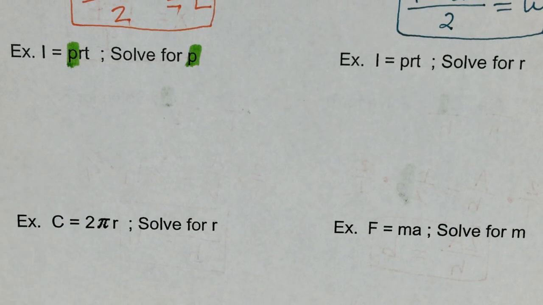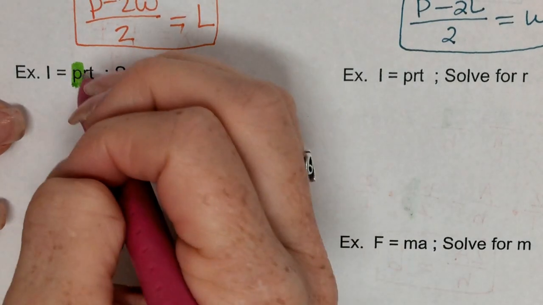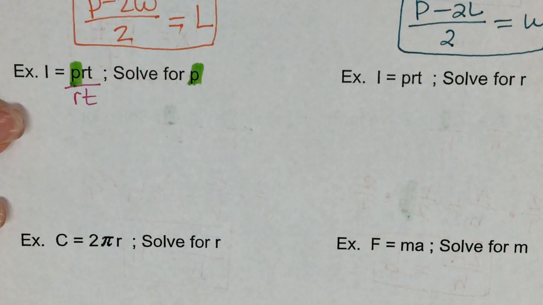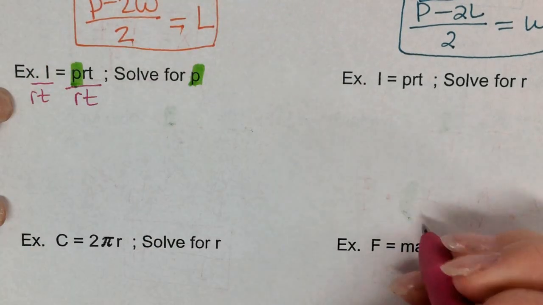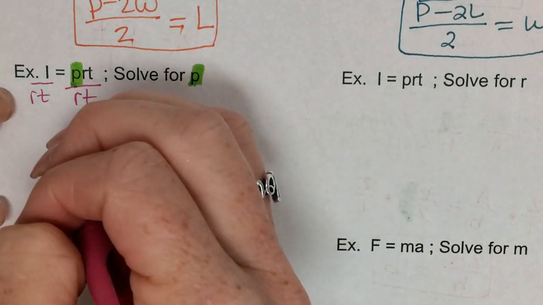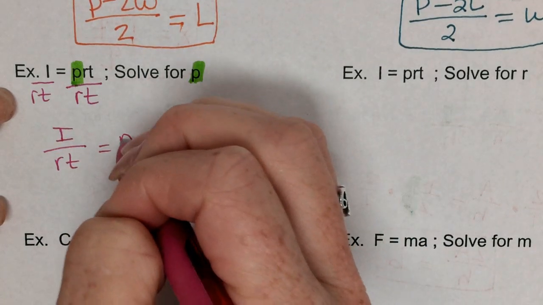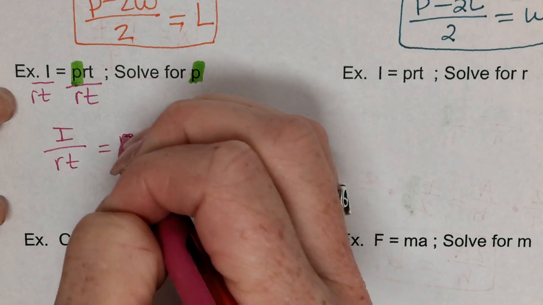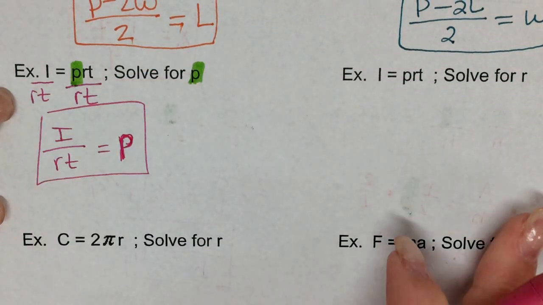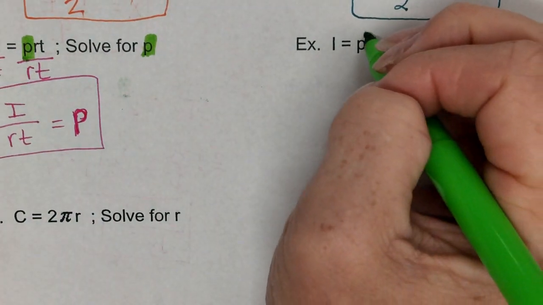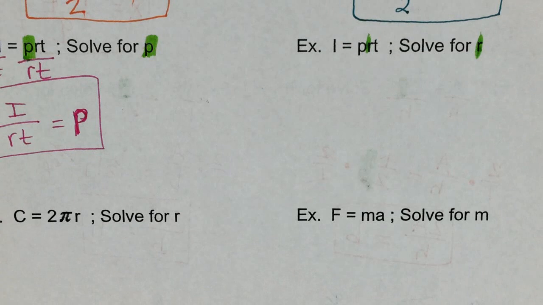Now you can do this one all in one step. Why? P is being multiplied by R and it is one term, yes? So if it's being multiplied by R and T, to get rid of R and T, can I just simply divide both sides by R and T? So I have I over R and T is equal to P. Now y'all try this one. It's pretty much the same thing, except this time you're getting R by itself. You're going to do it the exact same way.